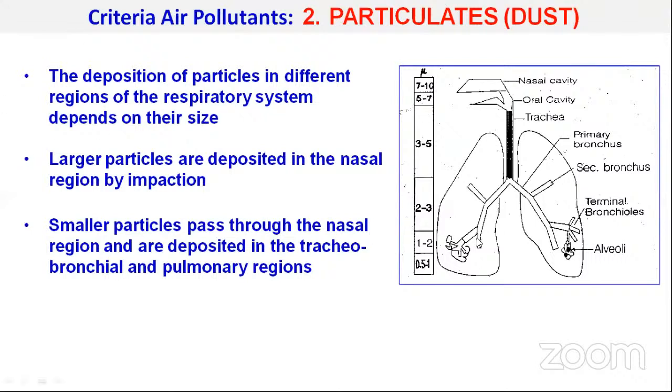So dust size is a determinant, where it is deposited is a determinant, mean mass diameter is a determinant, suspension nature is dangerous, and settleable nature, though a little less dangerous, has nuisance value. All those things we need to remember when we talk about criteria pollutant number 2, that is particulates.